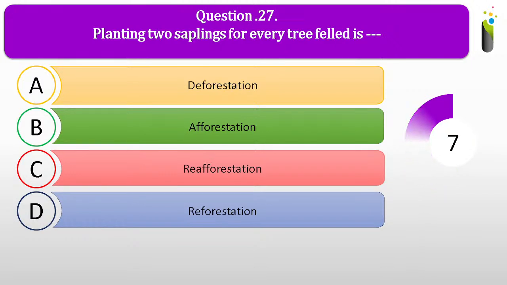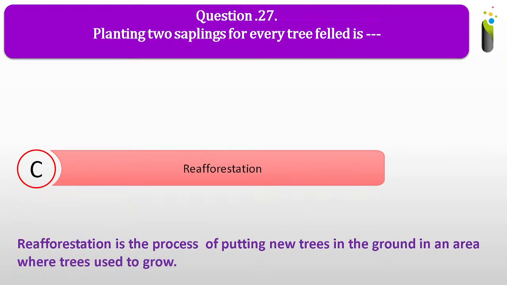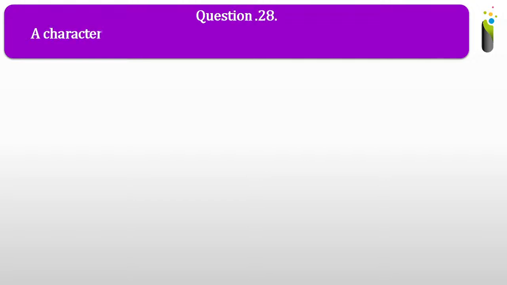And the correct answer for this question is reforestation. So, planting two saplings for every tree felled is reforestation, because reforestation is the process of putting new trees in the ground in an area where trees used to grow. Very good, Jatinder Singh. But it is reforestation and not afforestation. To the next question, number 28.